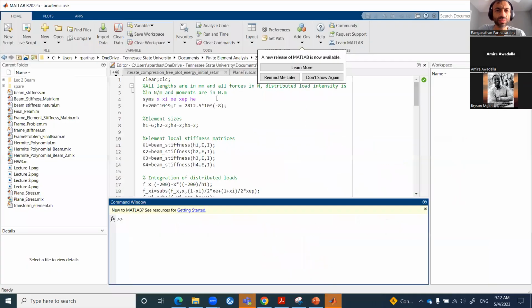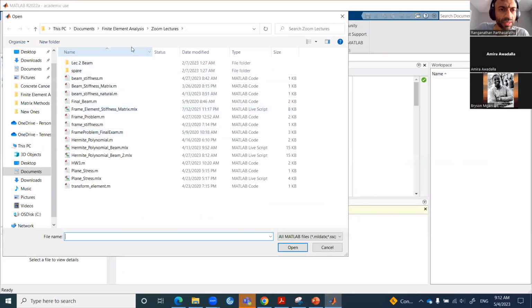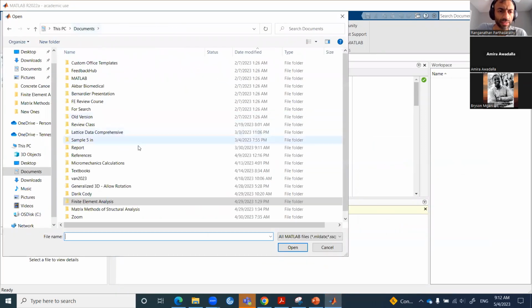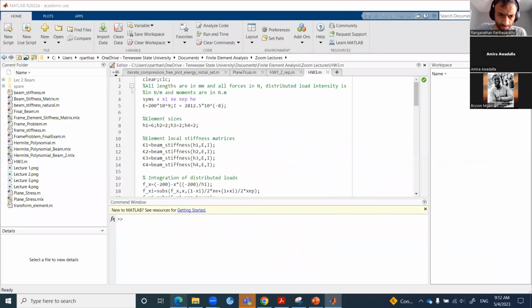And now we can create the... you can go to any of the truss MATLAB code. If you remember, Amira, you can use the latest one. I must have sent.